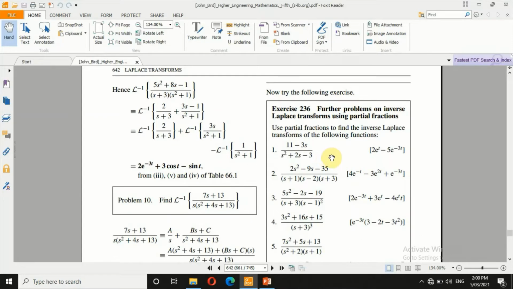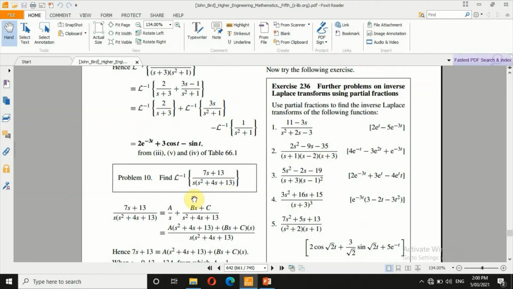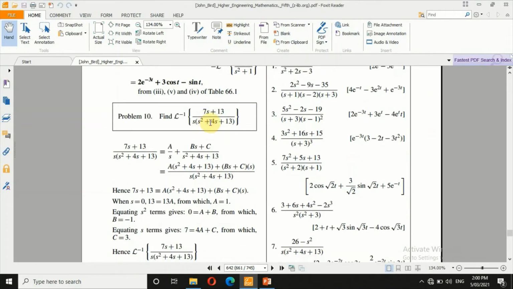Look at this one. Look at another one again. Problem 10. How do we handle this one? This will give us A over x, then plus Bx plus C. You can see that the quadratic here is squared, so we use Bx plus C. And being the quadratic here is raised to power 3, what we use at the top will be squared. It's going to be Bx squared plus Cx plus D.